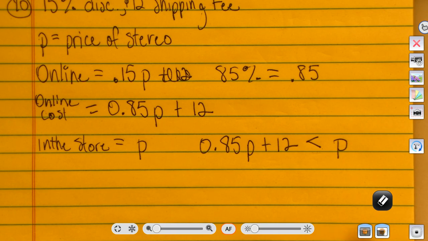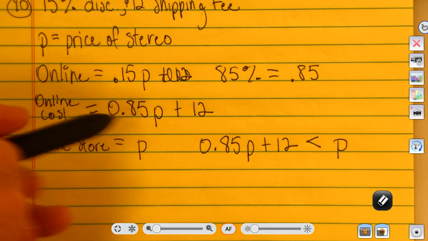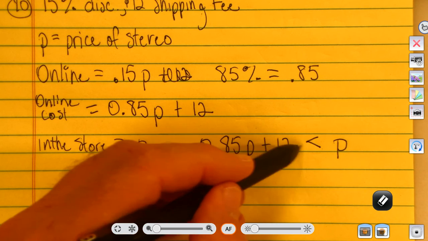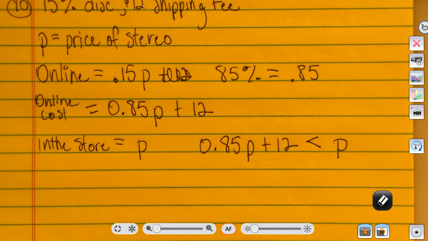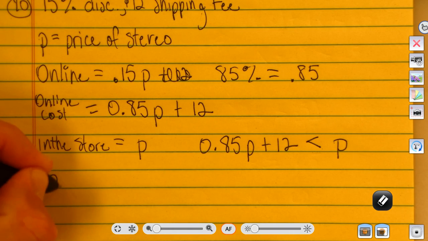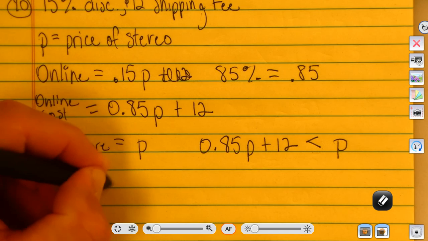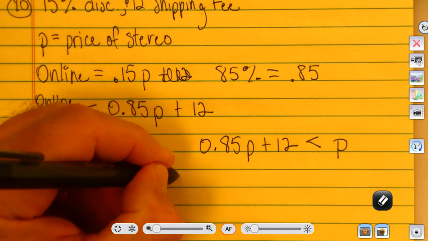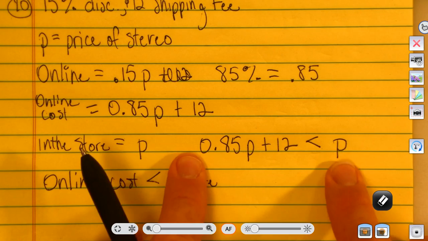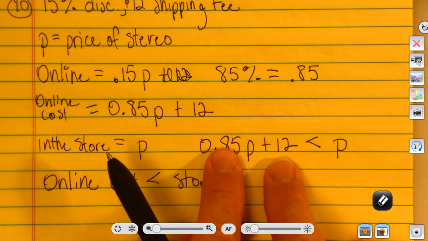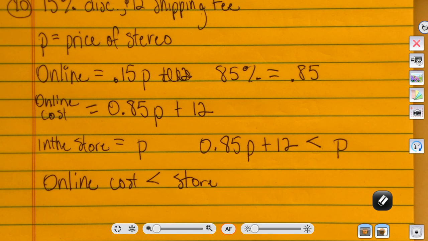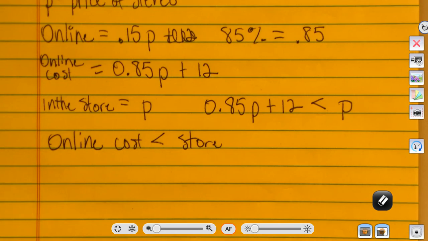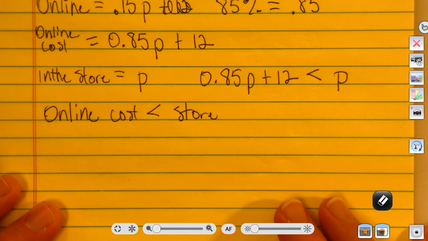So from here on out, it's just a matter of solving the inequality. We want to know when the online cost is less than the in-store price. If I wrote that in words, I'd say the online cost is less than the store price. And that's how I set up my inequality. Put the online cost here, less than the store price. So really, most of the battle there is setting up the inequality. Then we want to solve it.